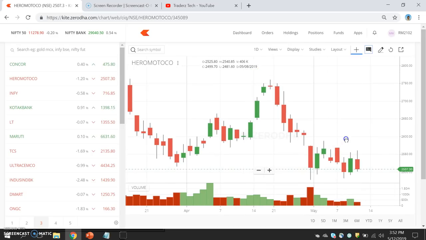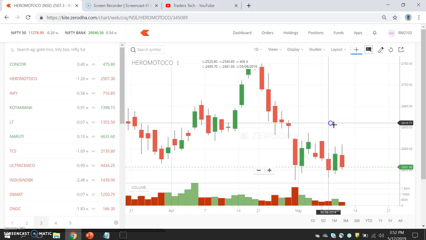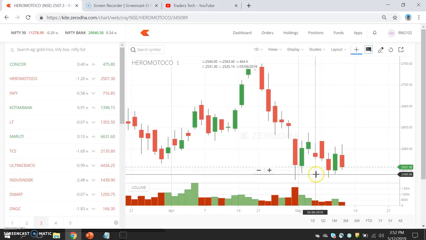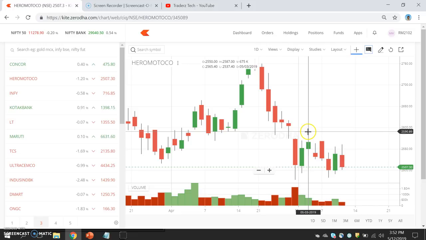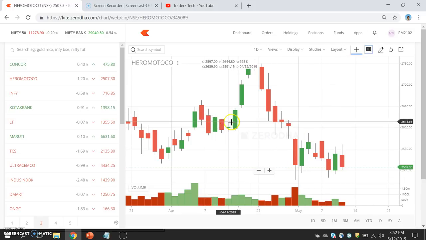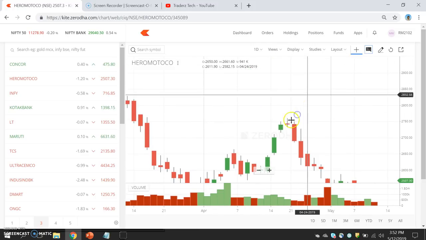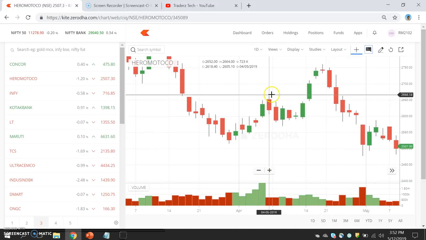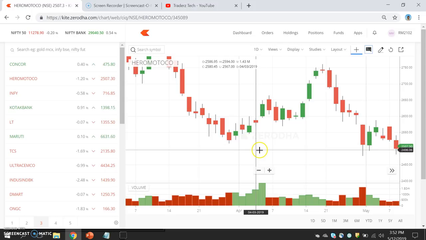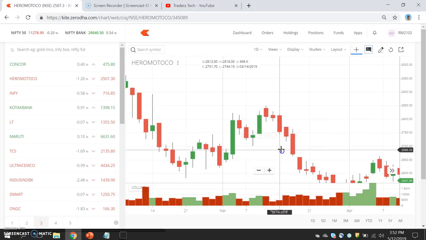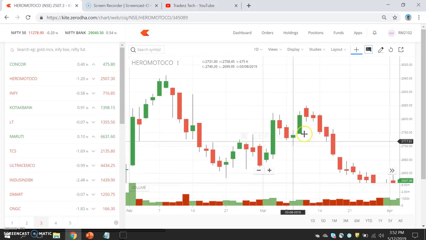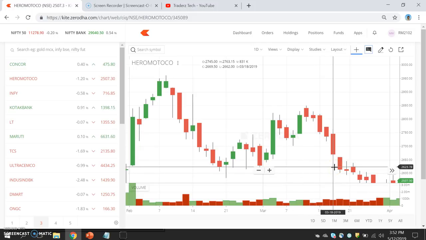So here we have a daily chart of Hero MotoCorp. See, there is an inside bar formed recently with a small upward movement, then again a downward movement, again here an inside bar formed, then a good up move seen, again an inside bar formed, small up move seen. So there you can see there are multiple inside bars formed. So we cannot trade each and every inside bar, because inside bar itself is not a trading strategy. We should use it as a buy or sell signal.